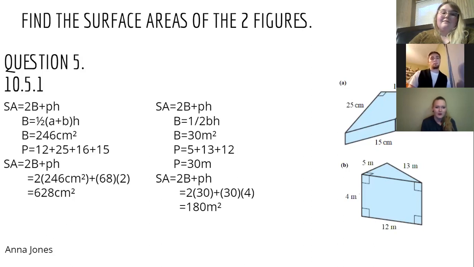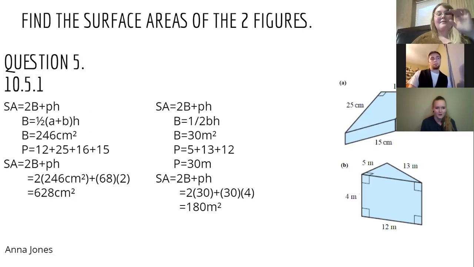And it's squared because A plus B times H. And then we're going to find the perimeter. That's going to be 12 plus 25 plus 16 plus 15. That's everything around the shape. We're not including 2 centimeters here because that is the width of the shape. We're not going to include that in the perimeter. Okay. All right, and then we're going to add it all into this formula again.